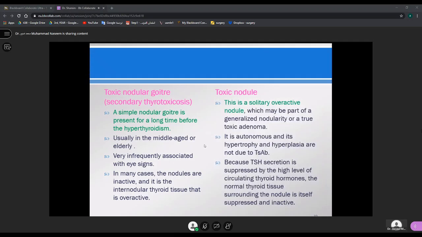In toxic nodule, there is a solitary overactive nodule, which may be part of generalized nodularity, that is the whole thyroid gland is enlarged with nodules of different size, or a toxic adenoma, that is a single nodule which is oversecreting. It is autonomous. Autonomous means there is no stimulation coming from outside. There is no TSH stimulation, there is no TSH antibody stimulation. The stimulation is self within the nodule. Because TSH secretion is suppressed by high level of circulating thyroid hormone, the normal thyroid tissue surrounding the nodule itself is hypofunctioning and inactive.